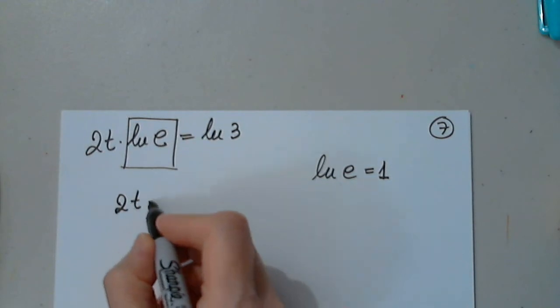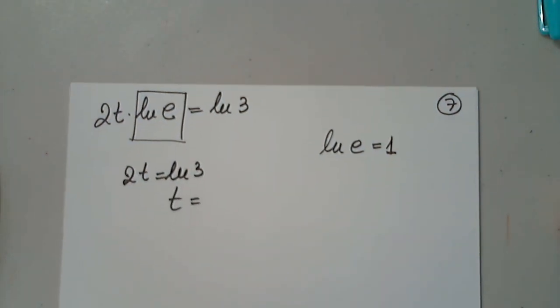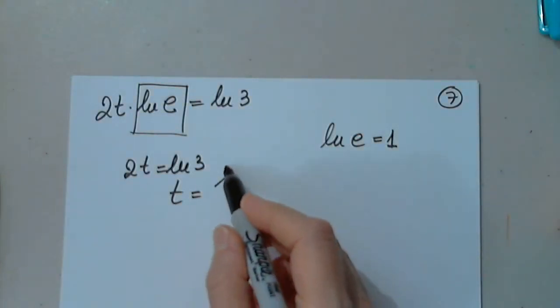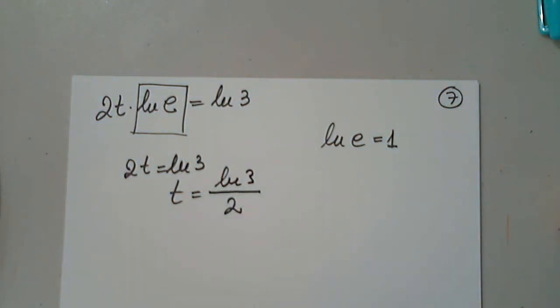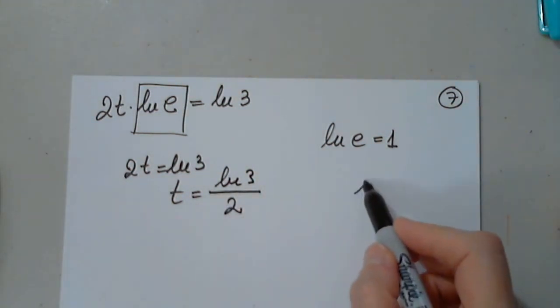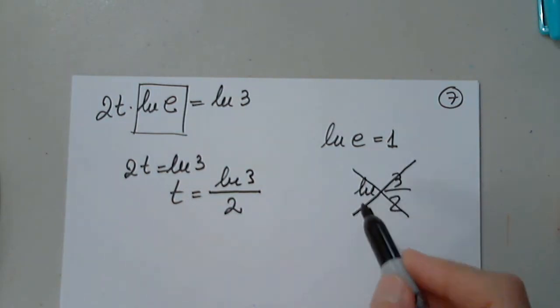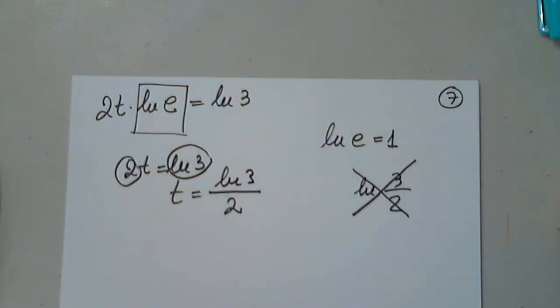So I have 2t equals natural log 3. And what is the final answer for t? What do we need to do to both sides to get t? Divide by 2. Yes. Natural log 3, everything over 2. I'm not saying you said that, but if you rewrite it like this, it is incorrect. We are dividing this number by this number. Perfect.